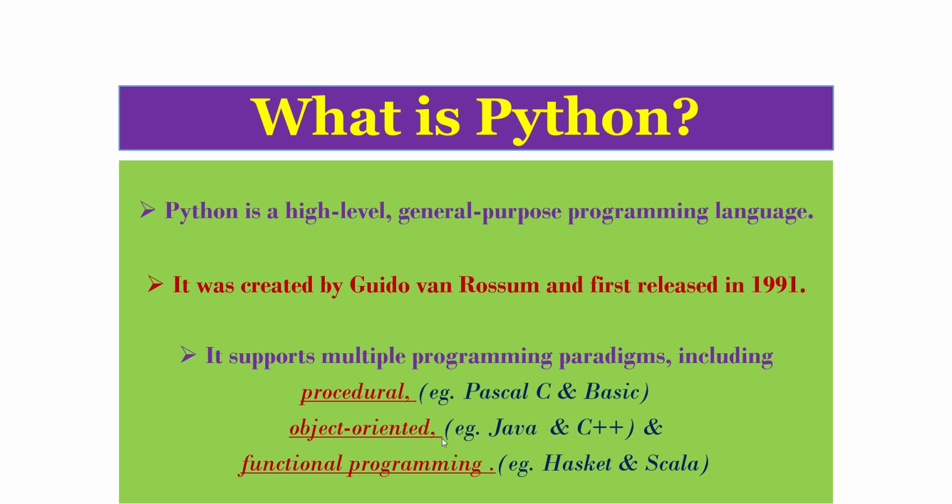What is object oriented? It wraps the data and the functions that operate on data in a single unit. We call it an object, and it also allows us to create new classes from the existing base classes. Examples of object oriented languages are Java and C++.